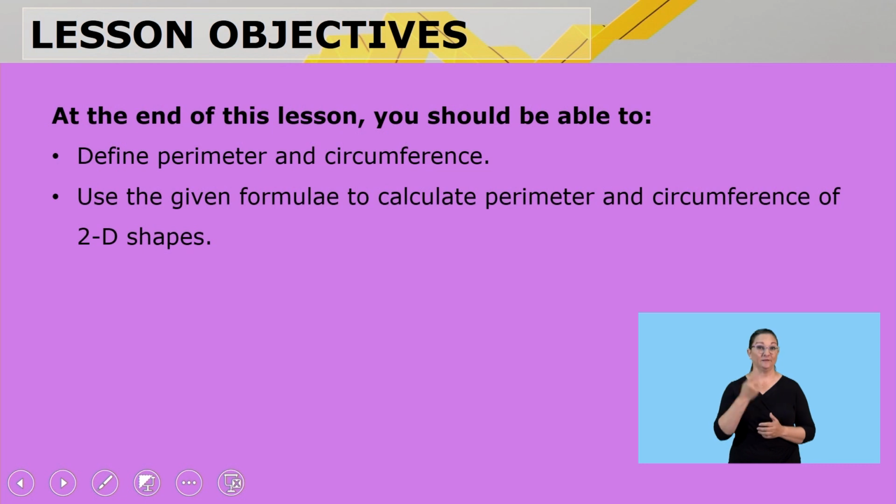Let's look at your lesson objectives. At the end of this lesson, you should be able to, number 1, define perimeter and circumference. Number 2, use the given formula to calculate perimeter and circumference of the 2D shapes. Now, here it is very important for me to tell you that the formula will always be given. So you don't need to know them off by heart, you can just use them as they are given.